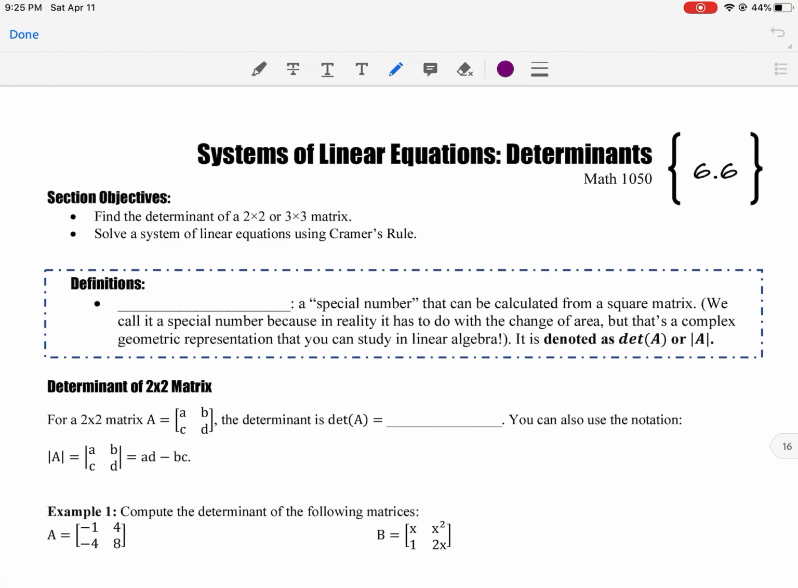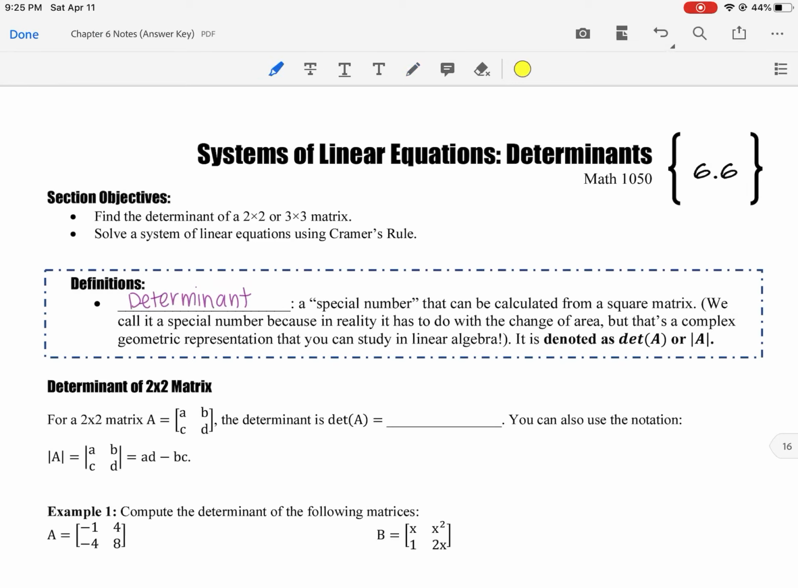Okay, so this is a word that I mentioned last time, but we didn't actually use very much, and it is determinant. So it's a special number that can be calculated from a square matrix, right? It's called the special number because in reality it has to do with the change of area, and that's a complex geometric representation that you can study in the class called linear algebra. And if you're going to continue on in engineering or mathematics, you'll see it, and that's a cool connection. But right now we can just call it a special number and call it good.